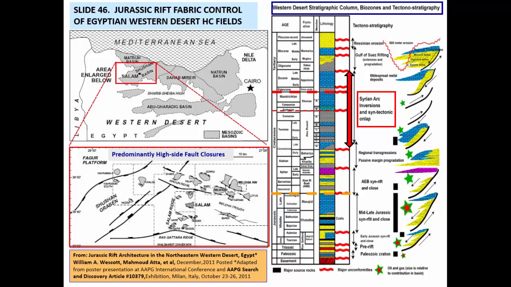Notice this blown up area down here. We're looking at a portion of the western desert. You see predominantly high side fault closures. And you've got to figure you would see them on the down-thrown side down there. More likely than not, they're down-thrown closures. They're inversion structures. But pretty much high side fault closures here in the western desert.